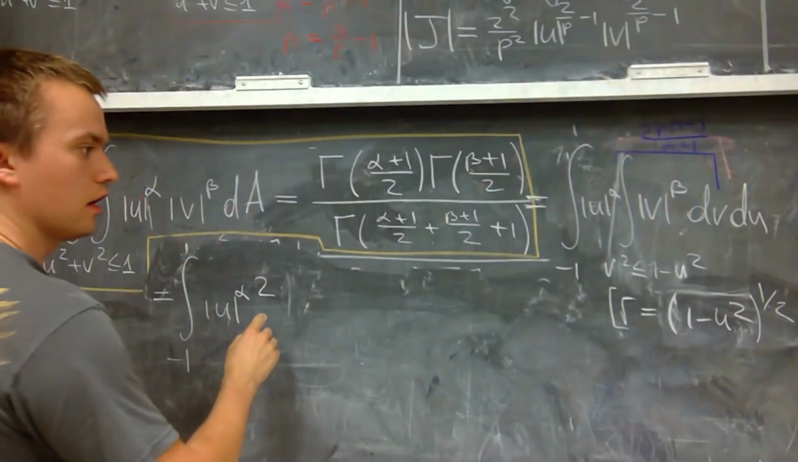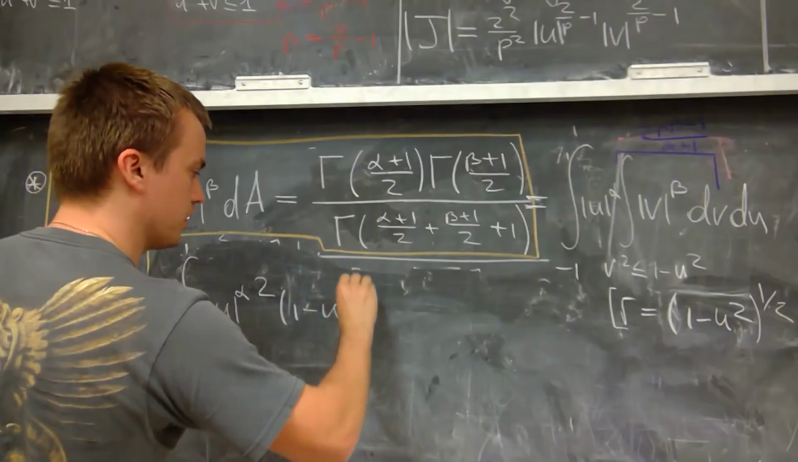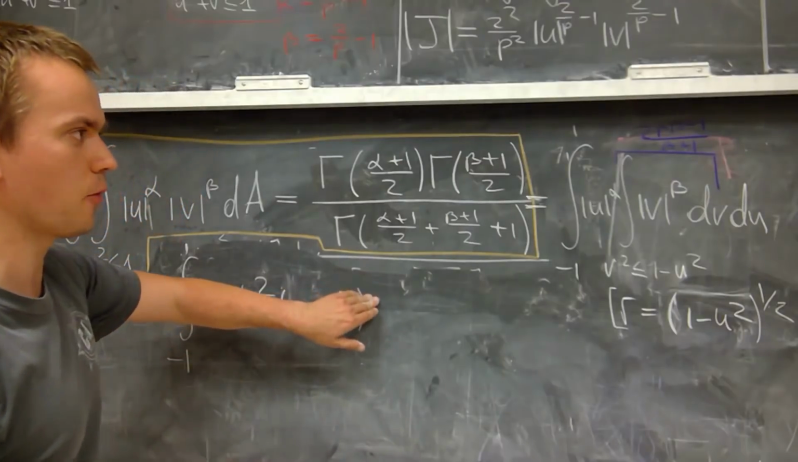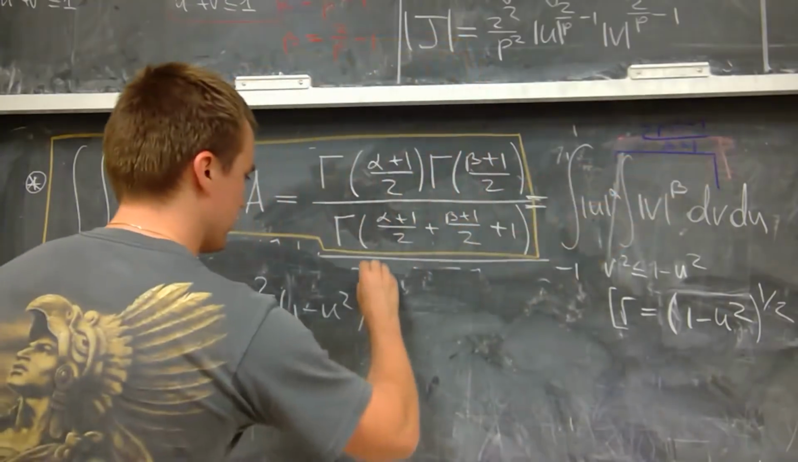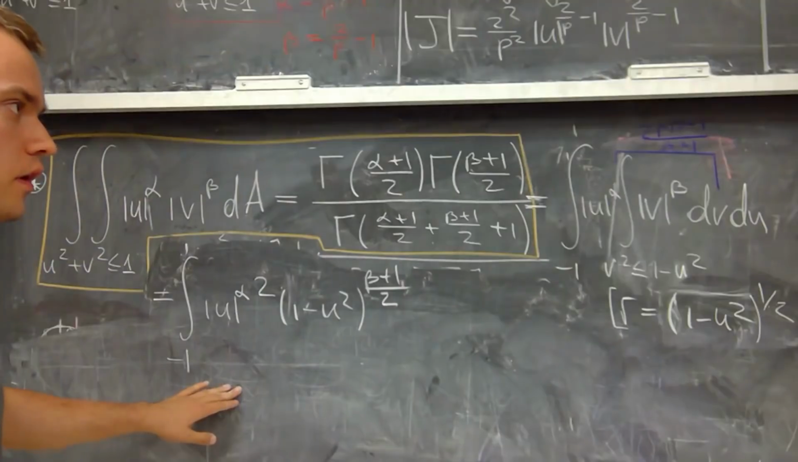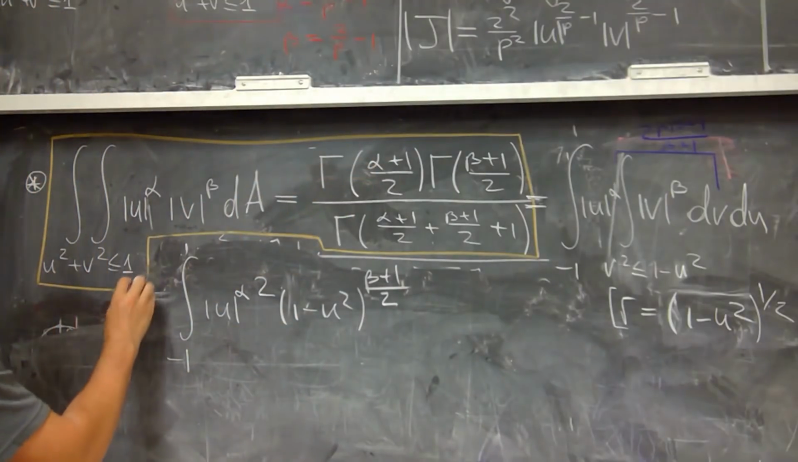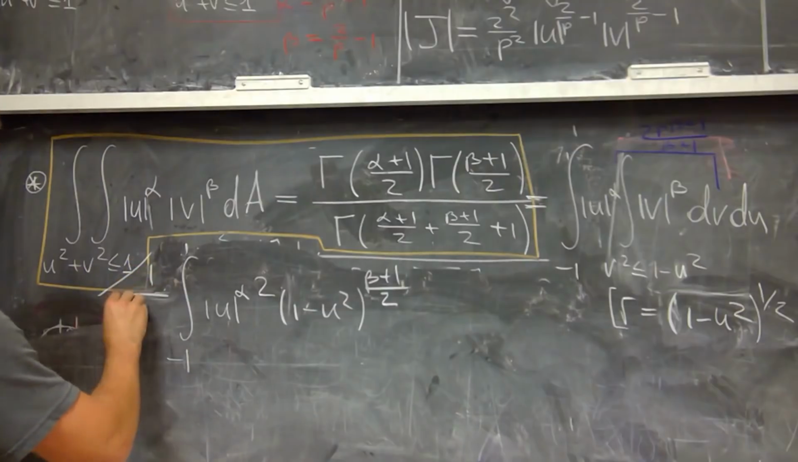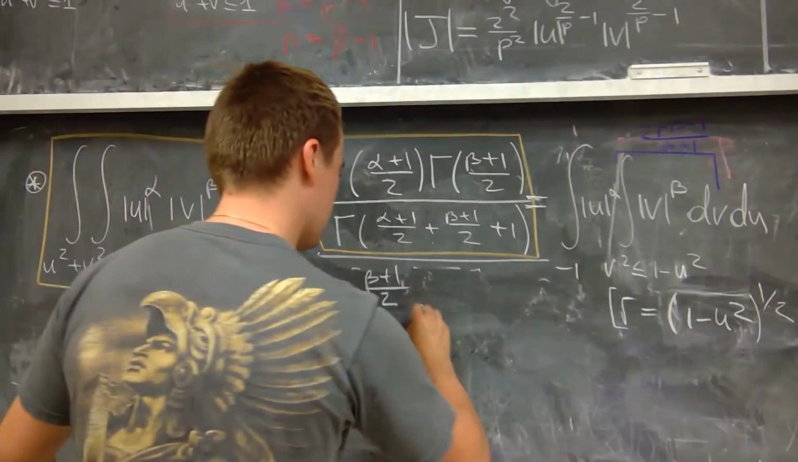So I will get (1 minus u squared), and when I take my half, it becomes (beta plus 1) over 2. So we'll have the power (beta plus 1) over 2. And also I need to divide by beta plus 1, so I can put it over here, so it's going to be over beta plus 1. And this is my du.